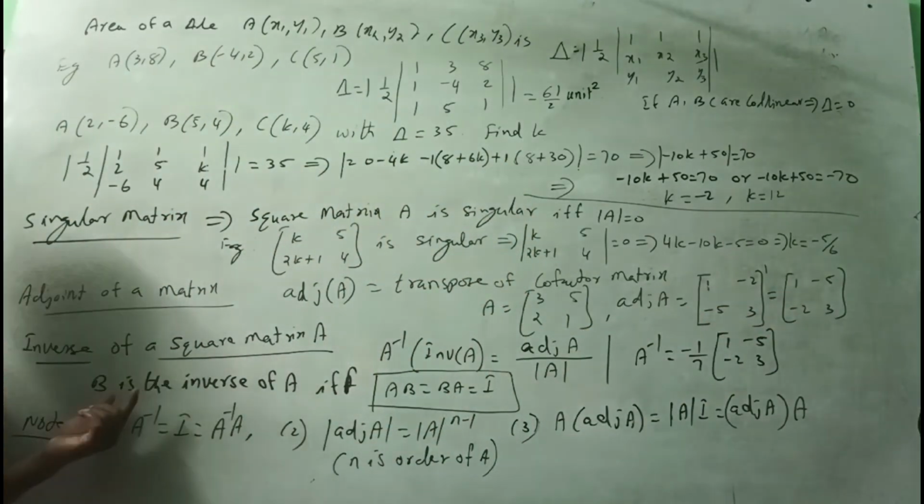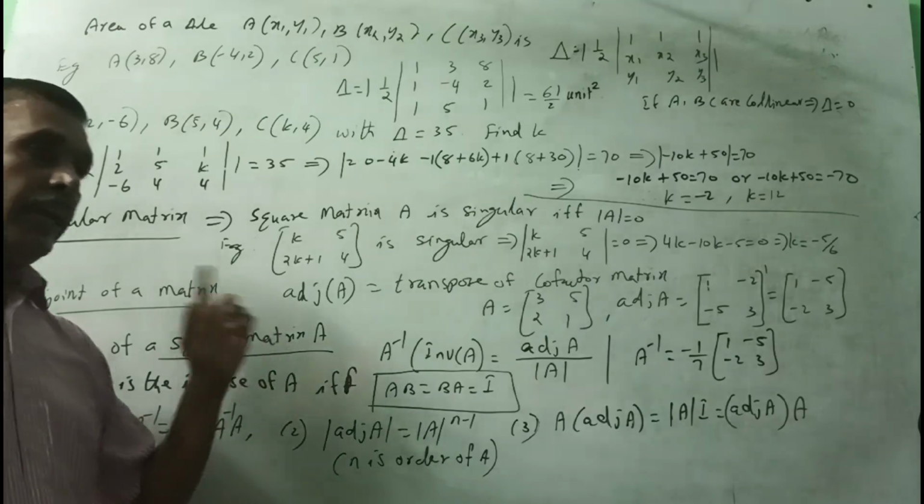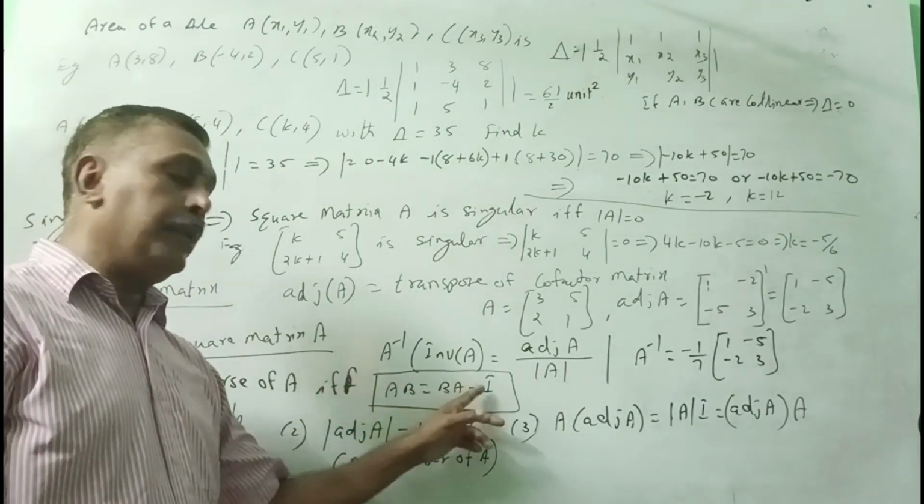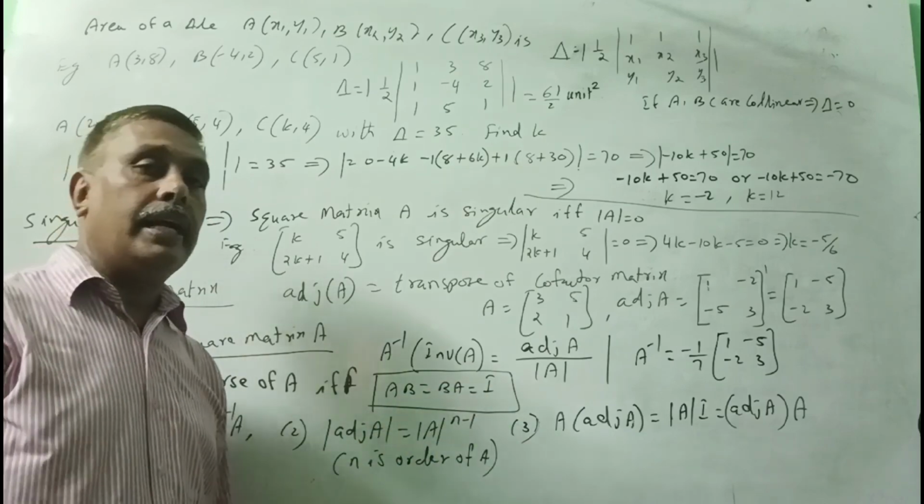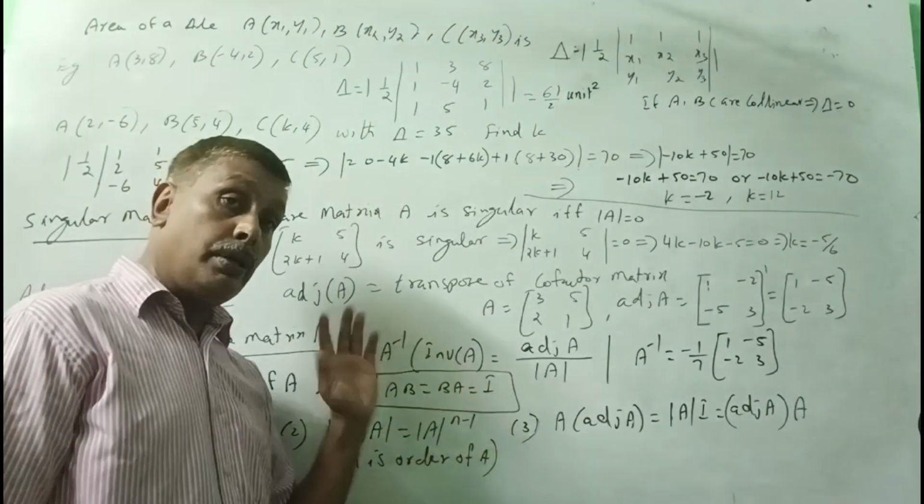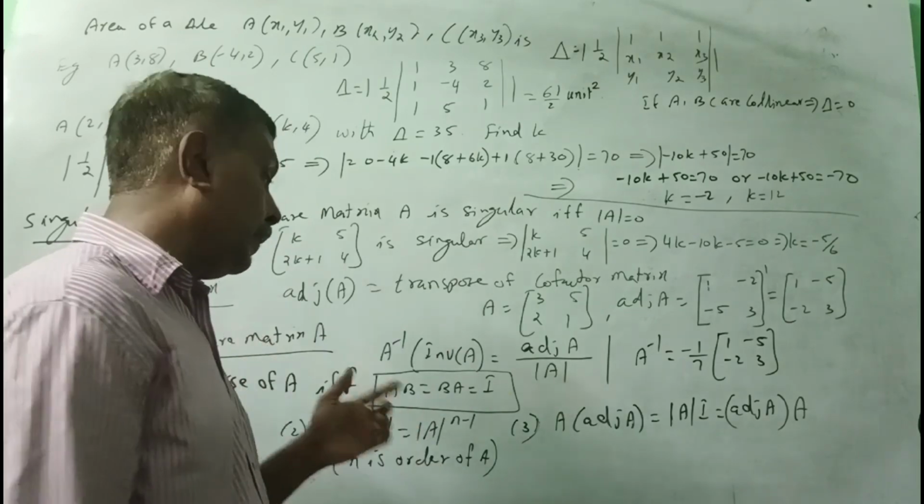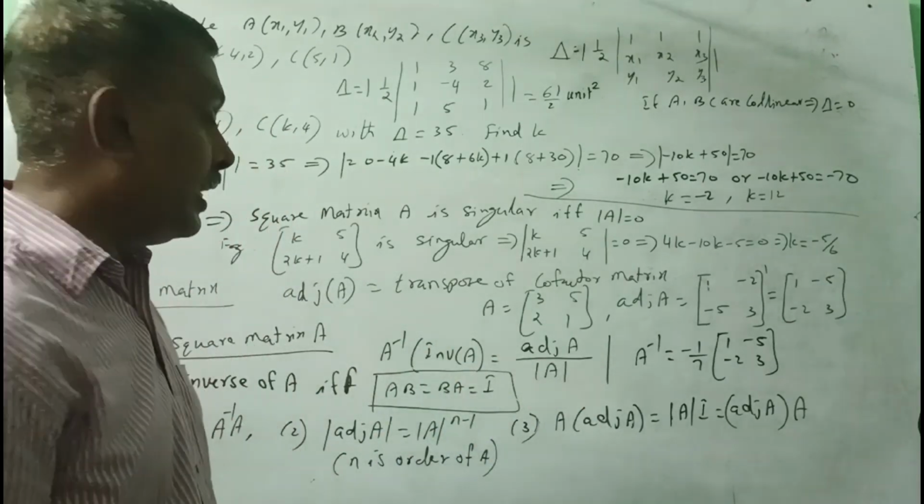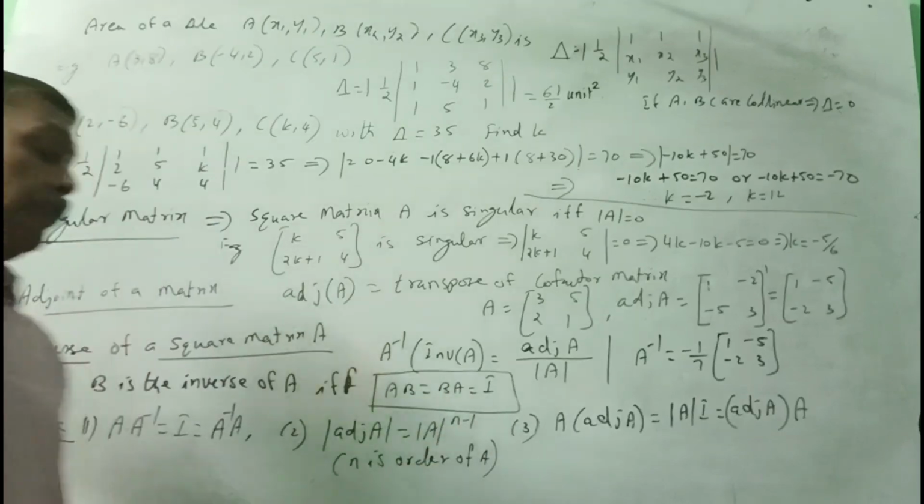Now here one of the important things: B is the inverse of A. If you want to say one is the inverse of the other matrix, AB, yeah, BA, whatever you multiply, you must get identity matrix. Otherwise, one is not the inverse of the other. AB equal to I and BA equal to I, both must be equal. AB also must be I, BA also must be I. Then only we can say one matrix is the inverse of the other.